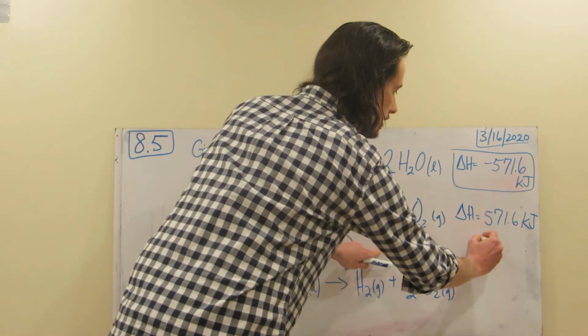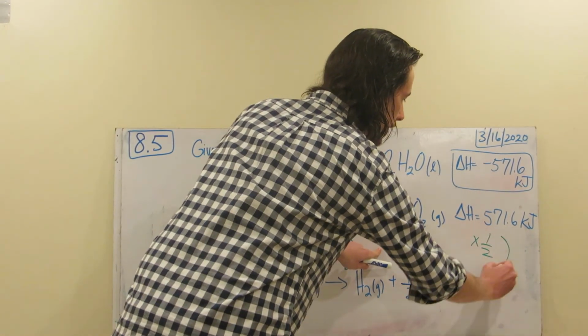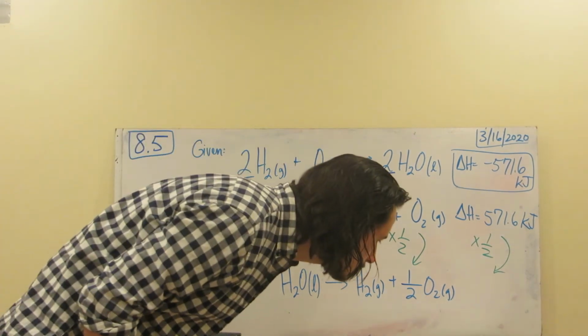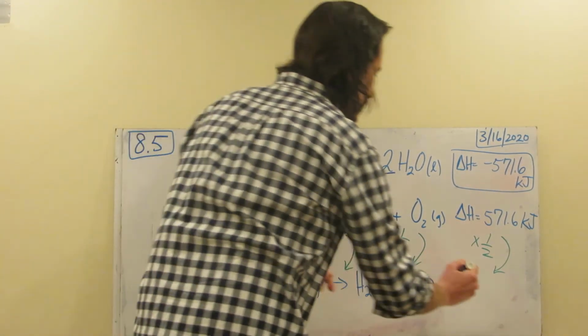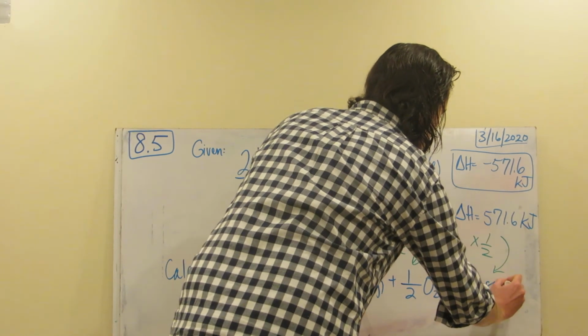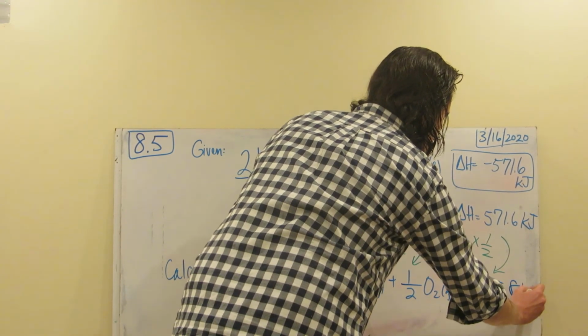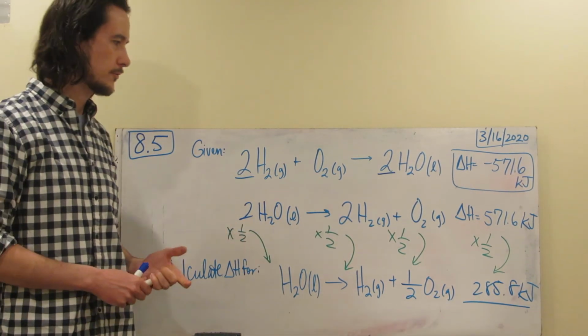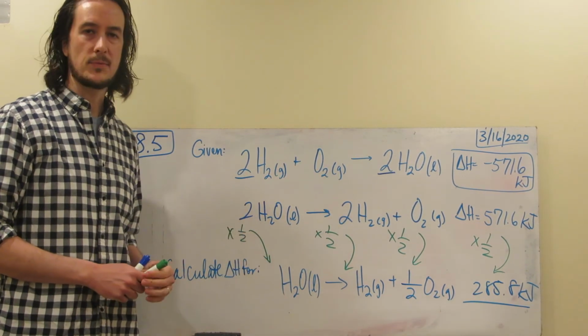Well, then that means we're going to need to take this and multiply it by 1/2. And so what do you get? 285.8. Okay, so whatever you do to those coefficients, do the same thing to delta H.